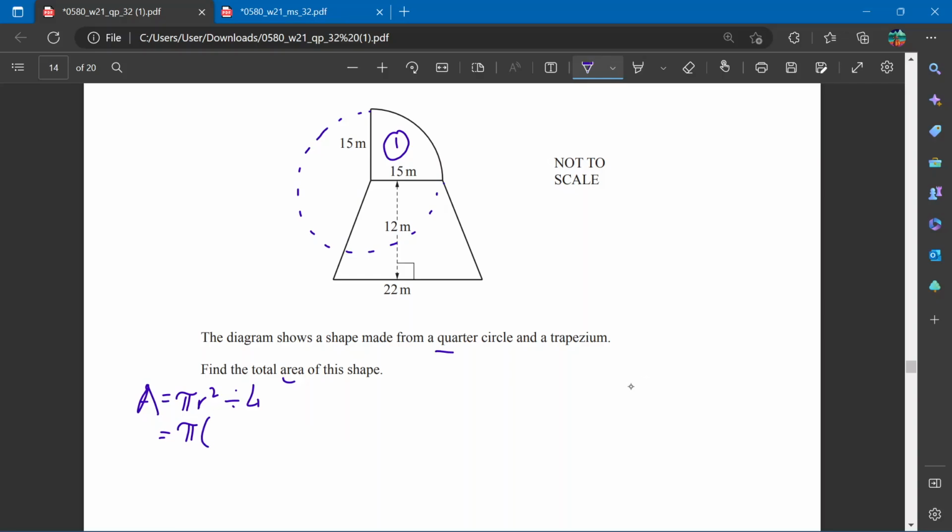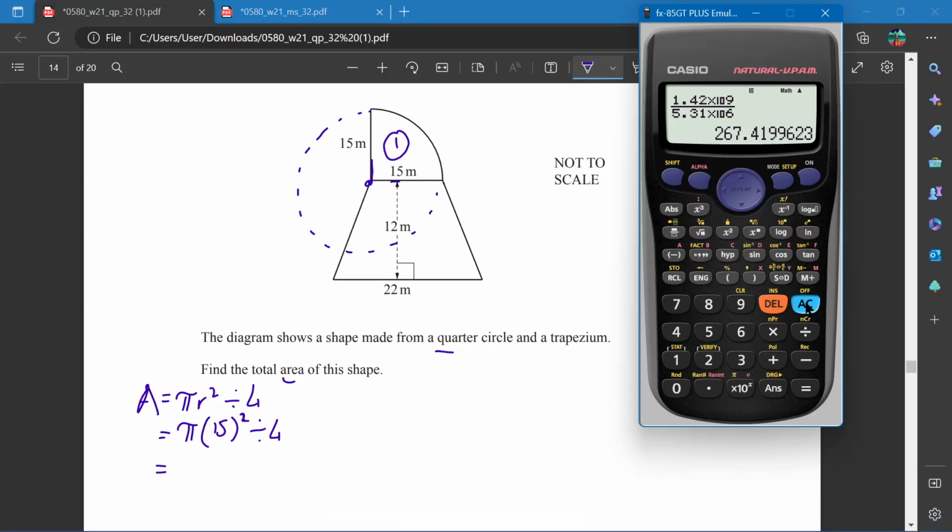Don't get confused. So this will be pi, and we got 15 there. Is that the radius? Yes, because if it was a whole circle, it will go from the middle. So that would be 15 squared divided by 4. Okay, so let's get our calculator out.